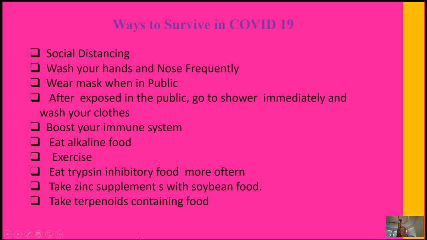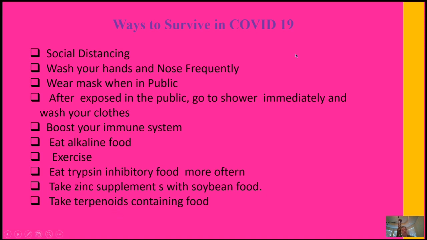The other way to survive is to wash your hands more frequently, and also your nose more frequently, because the virus will get inside your nostrils and stay there for 3 to 5 days before it sheds off and goes to your lungs. So it is wise to wash your hands more often, and then maybe rinse your nose with saline. Wash your nose with saline. This saline is a salt.